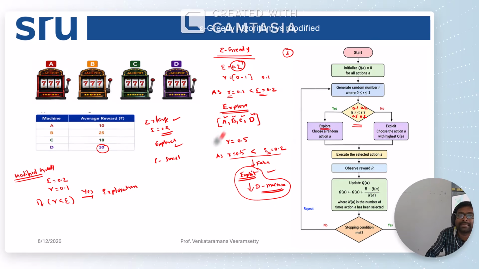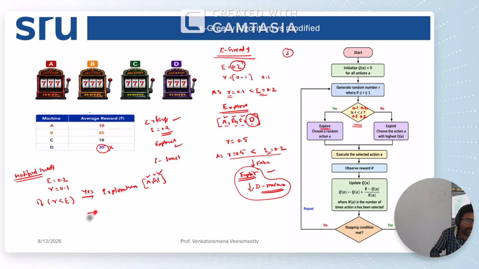Exploration means in the greedy algorithm, we explore all the machines, including the machine which gives the highest return. But in the modified greedy algorithm, we have to exclude the highest return machine and include A, B, C in the machines list, and you try any of these three. Don't include D here. So exclude the highest rated machine and explore the remaining three machines. That is the only change in the modified greedy.